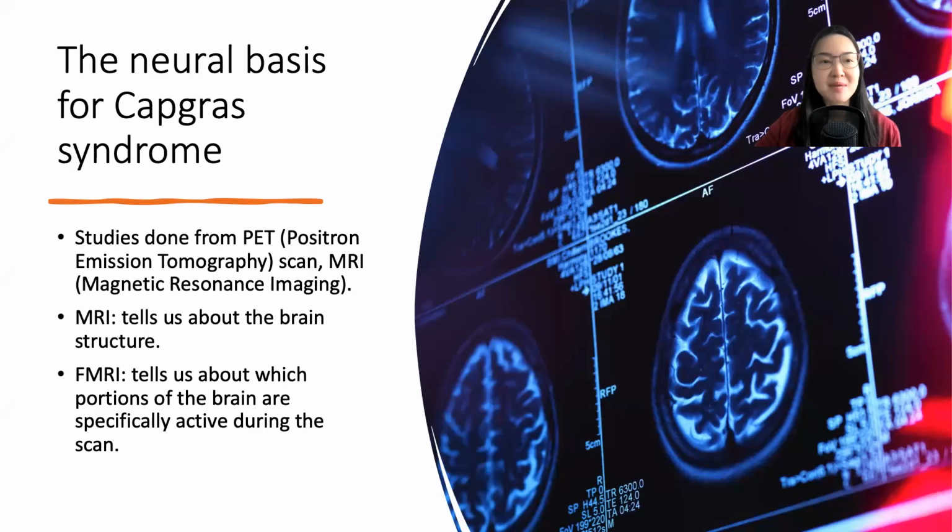What is the neural basis for Capgras syndrome? Studies were done with PET, positron emission tomography scan, and MRI, magnetic resonance imaging. MRI tells us about the brain structure, while fMRI tells us which portions of the brain are specifically active during the scan.